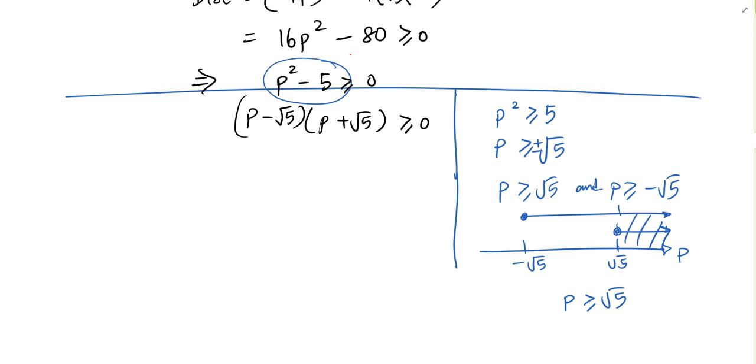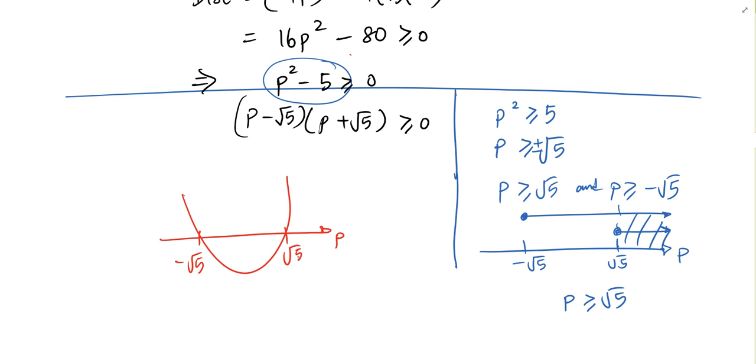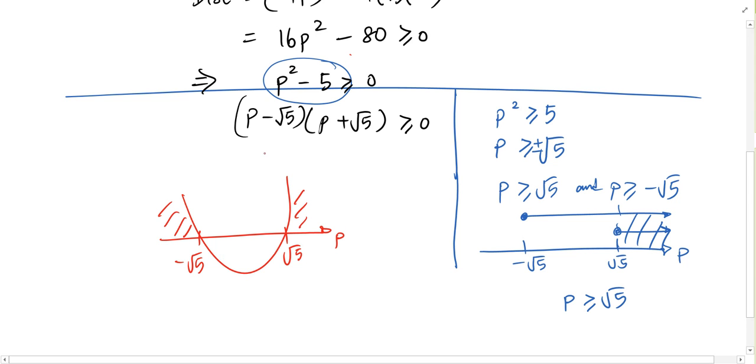Graph, okay. So this is our p-axis. Parabola opening up or down? Cutting at which point? Negative square root 5, positive square root 5. Okay. Which region am I interested in? The third region. The top ones over here and over here, right? So my value for p will be less than or equal to negative square root 5, or greater than or equal to positive square root 5.